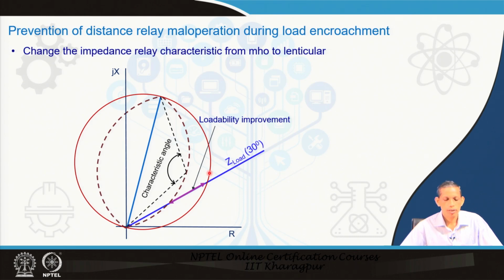So, for issues where we expect such problems in a transmission system, you can switch the relay characteristic from circular to lenticular to exploit this advantage of more loadability. It means that even if the load enters this portion also, the relay will not operate, because it now has a lenticular characteristic, not the mho characteristic.